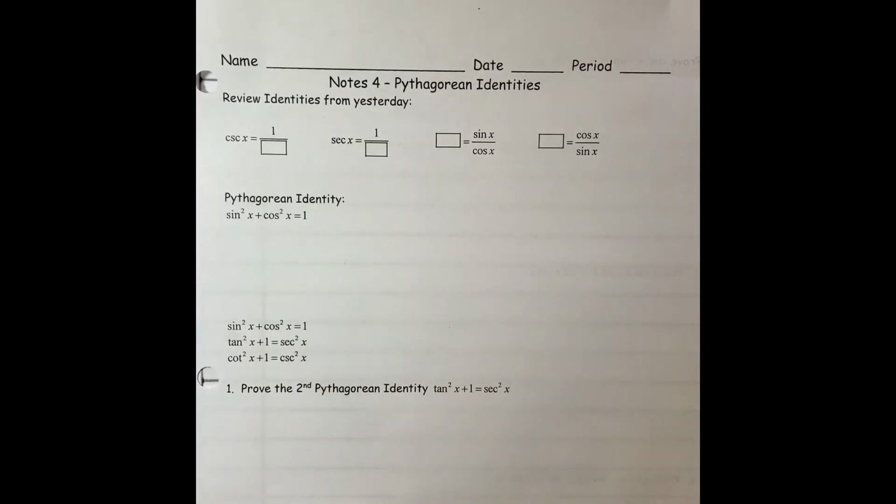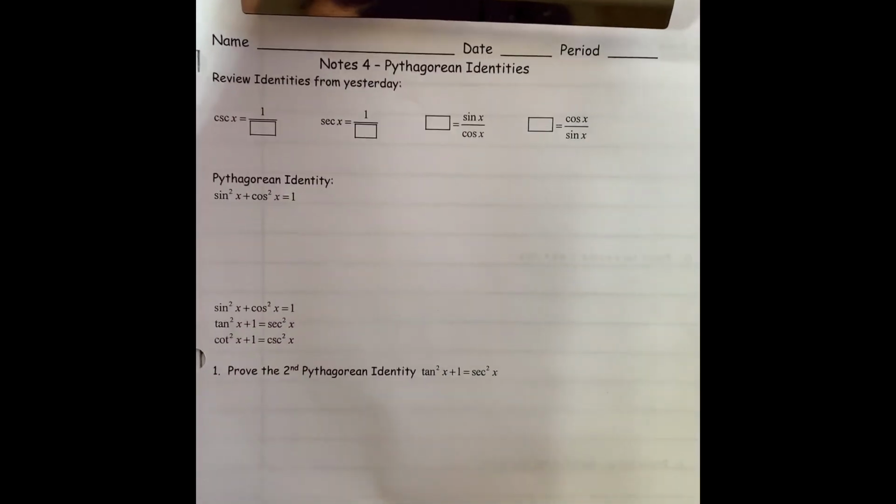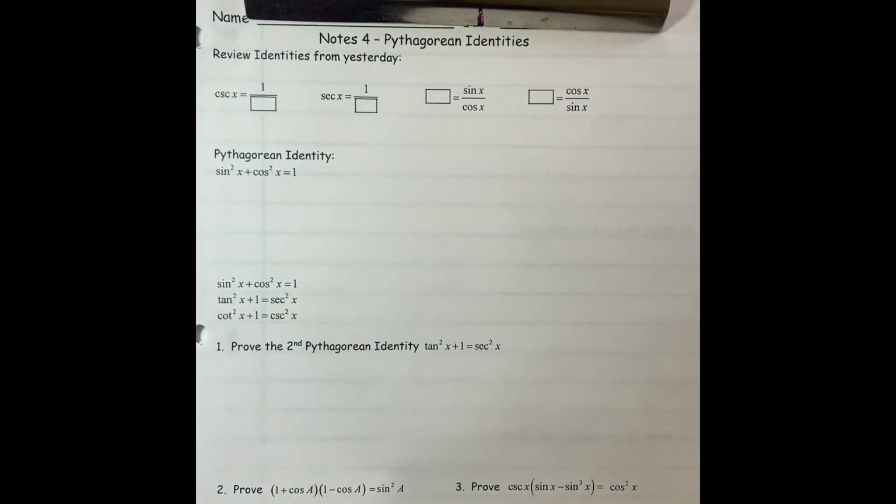Hey guys, so we are going to be working on notes 4, which is your Pythagorean identities. So if you will just look up there at the top, we're going to review what we covered yesterday, and then we're going to learn a couple of new ones.